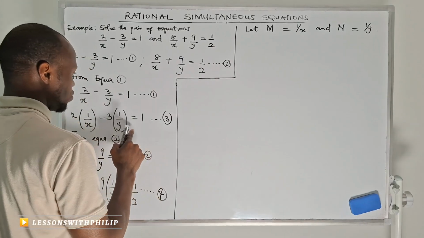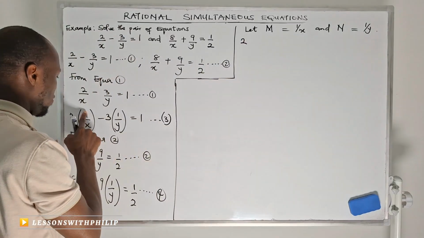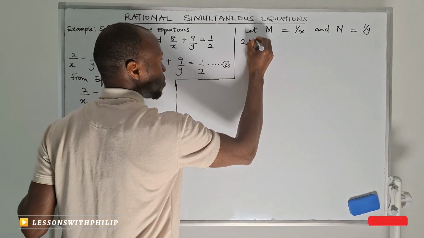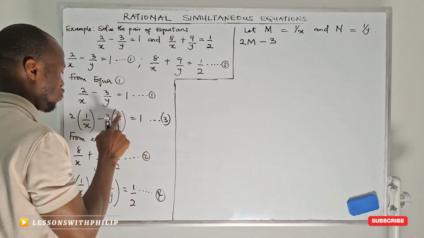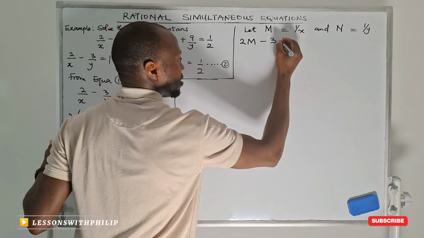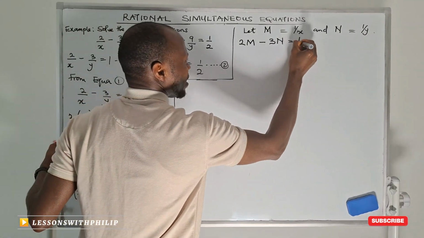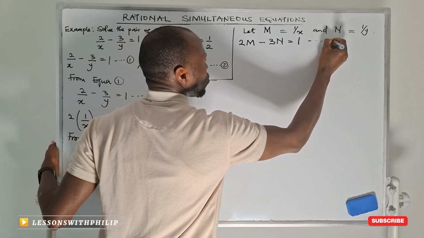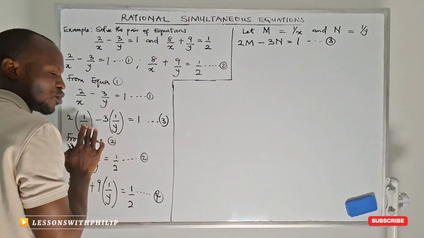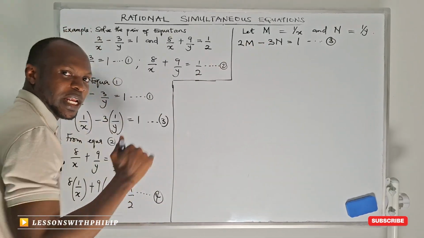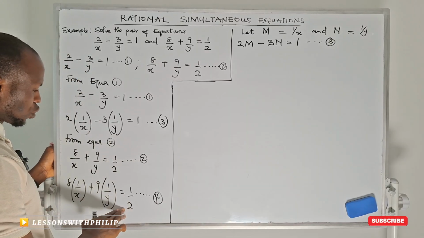Now your equation 3 becomes 2, your 1 over x becomes m, minus 3, and your 1 over y becomes what? n, which is n equals 1. This is still your equation. I can call it equation 3. This equation and this equation are the same, and you can name it another equation if you like. Do you follow? Now, you go to equation 4 also.